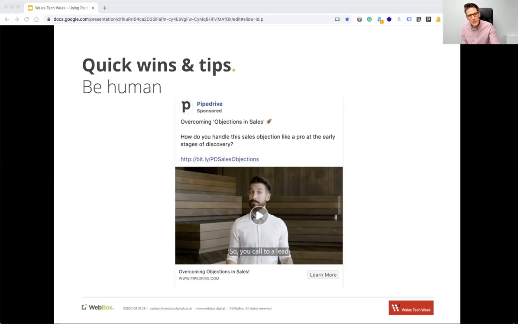And also just note the language used on this advert. It's softer language. It's about learning more rather than sign up now or buy now. So just look at the language that you use as well, because you wouldn't necessarily use that language in conversation, but you would say in conversation, would you like to learn more?